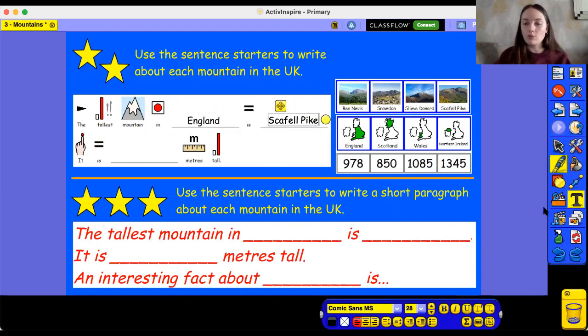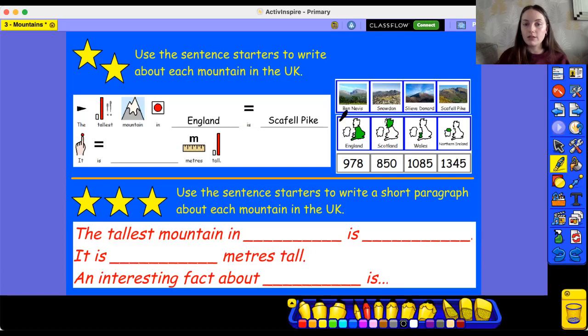And you can use the word bank to help you. So England, Scafell Pike. It is meters tall. If you can't remember how tall it is, rewind the video and have another listen. See if you can find out how tall it is. And I want you to write each of those sentences on a piece of paper about each of the countries and each of the mountains. So you'll have 4 sentences all together.